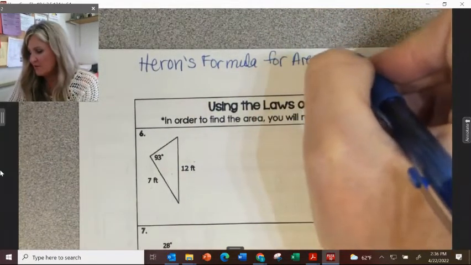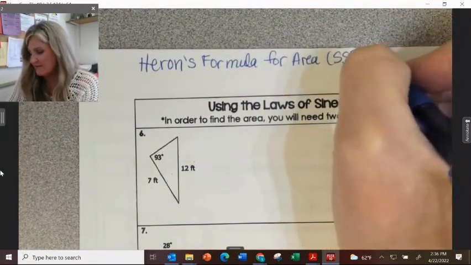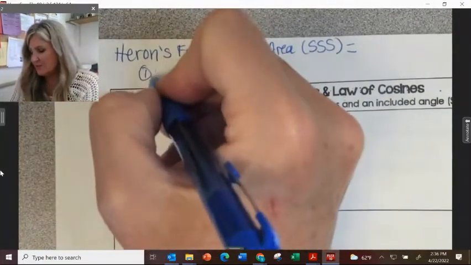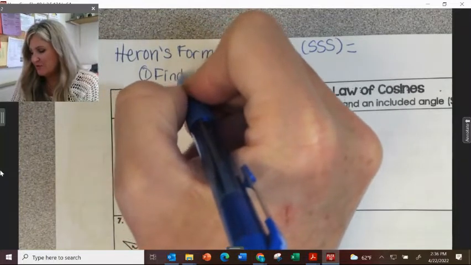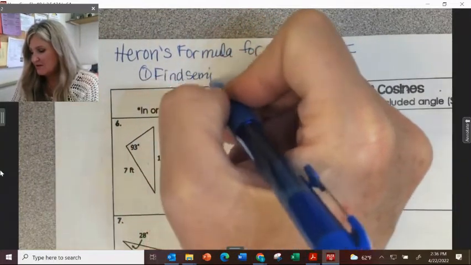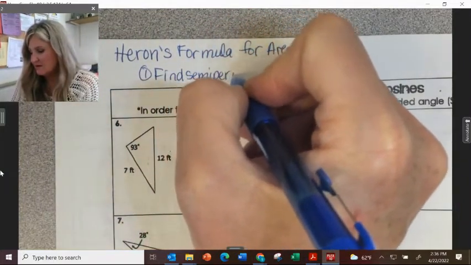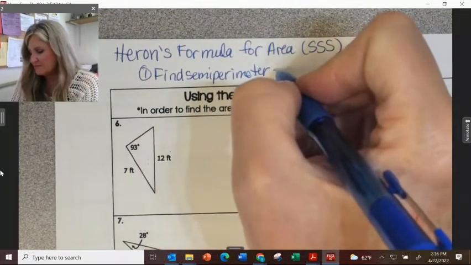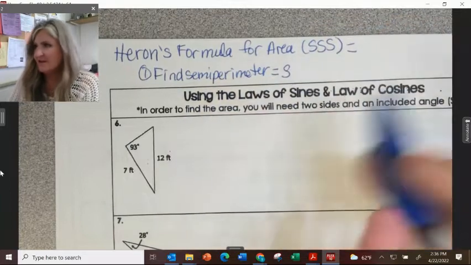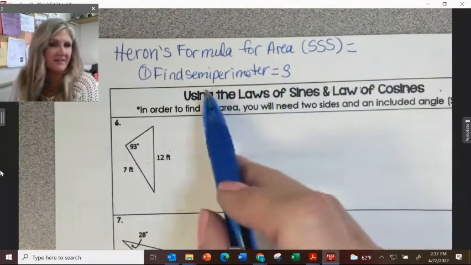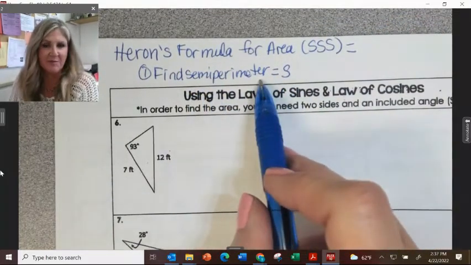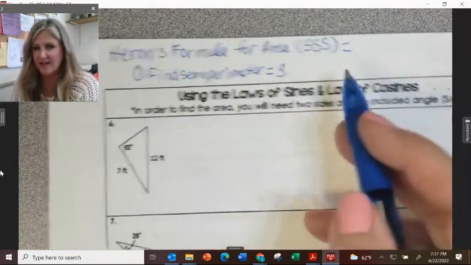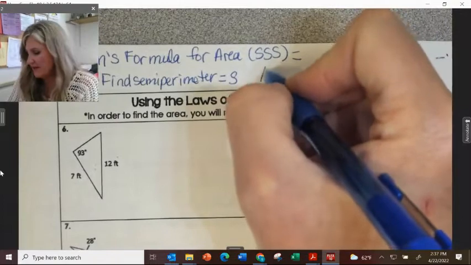It only works, though, if we have side, side, side. The first thing you have to do on this formula is find the semi-perimeter. What do you think the semi-perimeter means? Right. We're going to call that S, and its semi, of course, is half, so it's half the perimeter. Once we find that semi-perimeter of S, here's the formula for area.